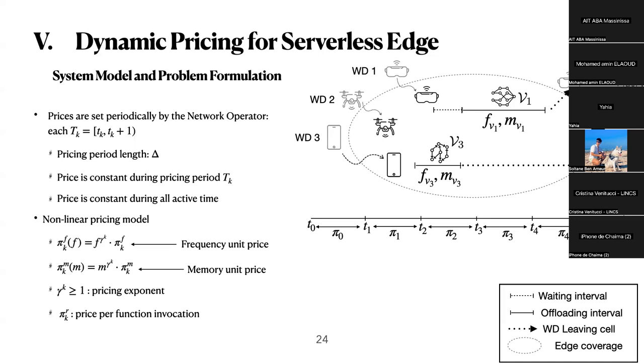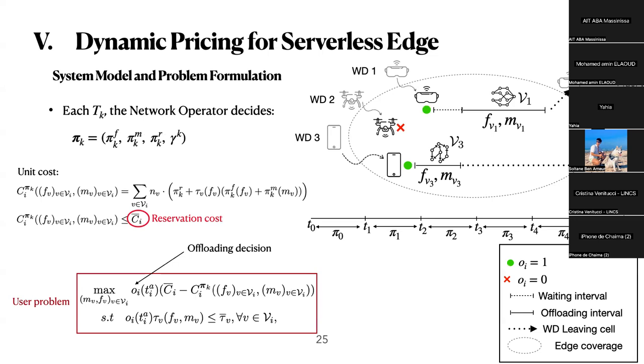Oh, maybe just one last question. You had this sort of two level optimization problem at the very end, on the user problem. Do you have some guarantees that the solution is unique? You mean on the user, because you have the network operator problem and then the user problem. So the network operator problem, I guess, will use the solution of the user problem. Mm-hmm. But then is the solution of the user problem unique?